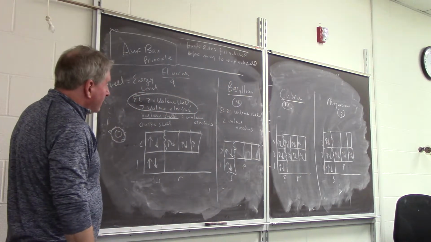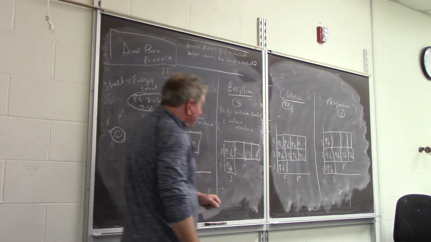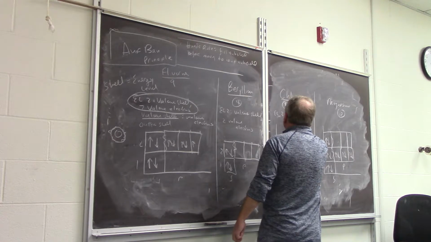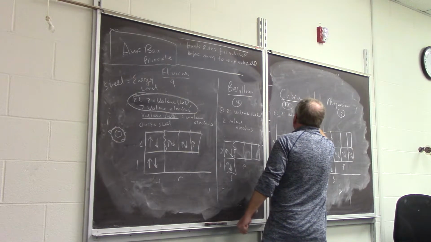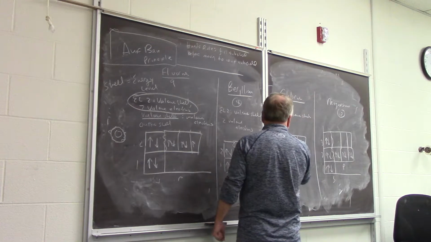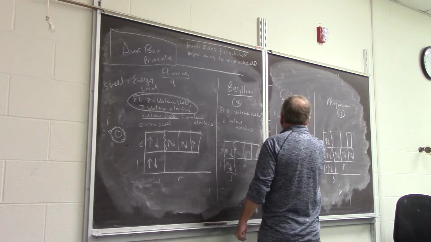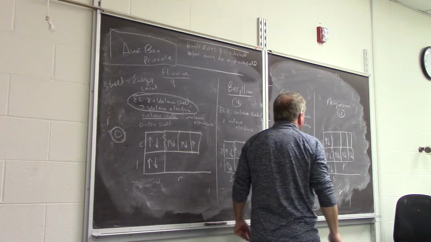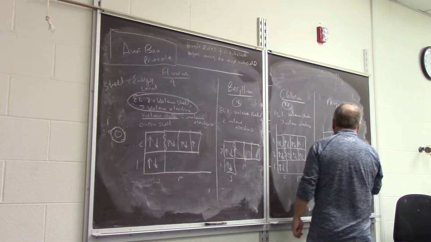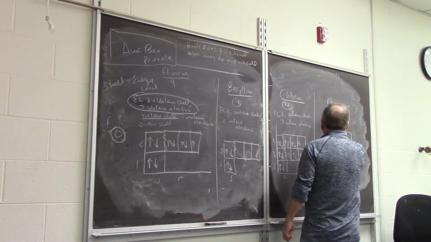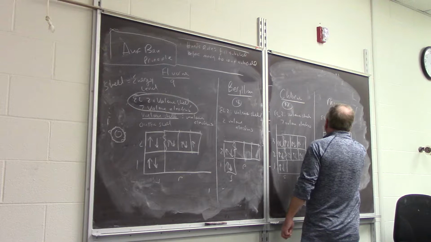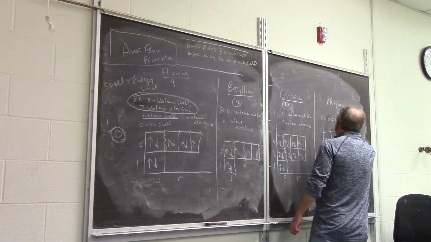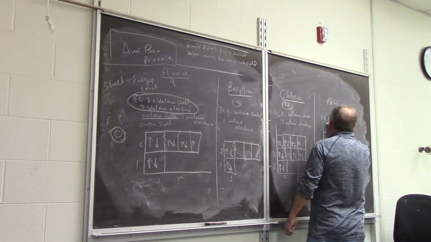All right, chlorine. What's the valence shell? 1, 2, 3. It's energy level 3. It's the valence shell. And how many valence electrons? 1, 2, 3, 4, 5, 6, 7. 7 valence electrons. Okay, and magnesium has energy level 3 as well, and it has 2 valence electrons.